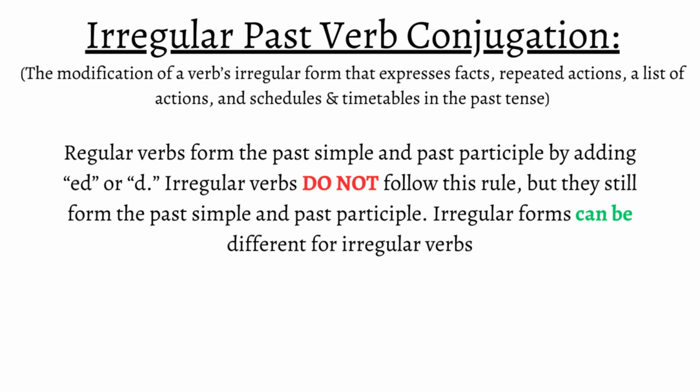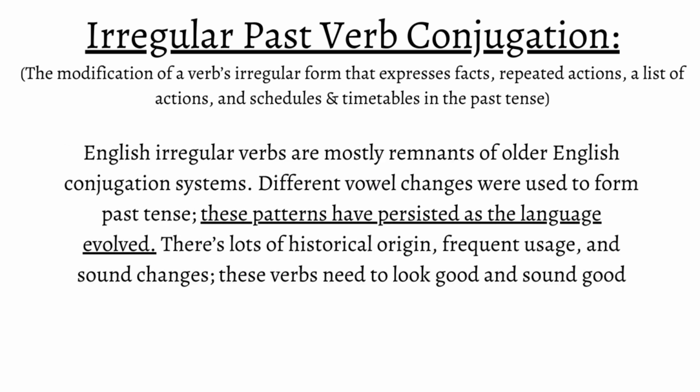In this video, I will not be covering every irregular verb because there are simply too many of them. Instead, it's better to show the most useful ones that are practical to use for everyday conversations. Because English has so many, most of them are remnants of older English conjugation systems where different vowel changes were used to form the past tenses, and these patterns have persisted as the language evolved. There's lots of historical origin, frequent usage, and sound changes, so these verbs need to look good and sound good, which can explain why they follow irregular patterns. After I show their variations in the past simple and past participle, I'll explain the past continuous, which also follows irregular changes with to be.